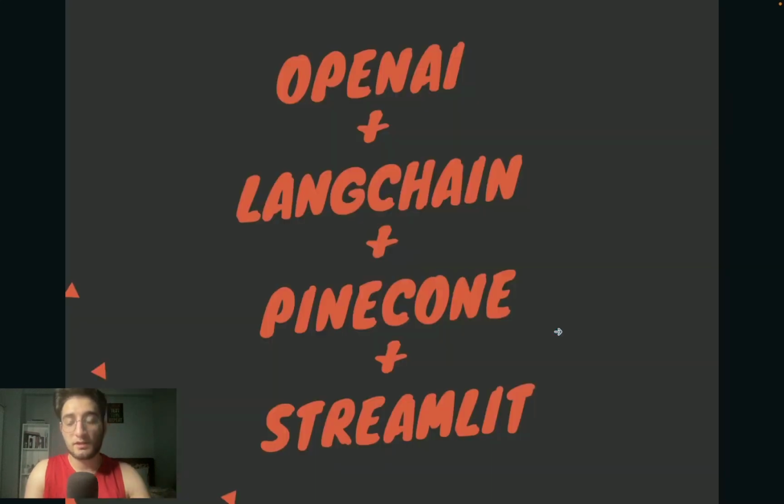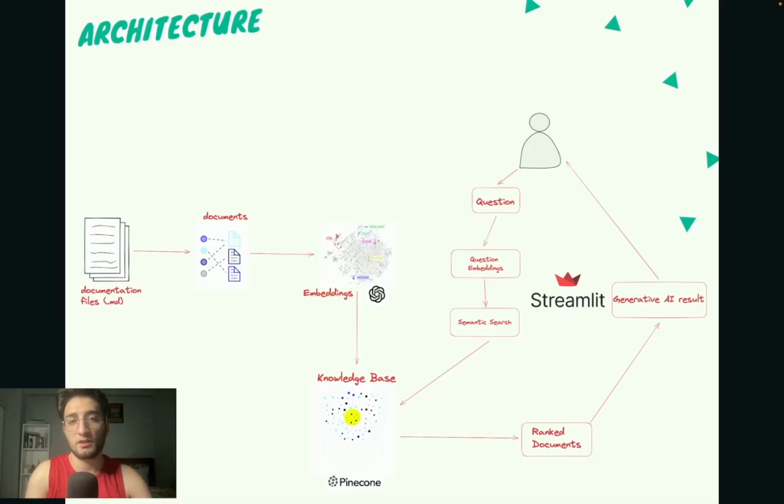As you can see in our backend, we are using the OpenAI API and LangChain because we are creating an LLM chain from LangChain, and we are using Pinecone for the vector database, and of course Streamlit for the UI. As you can see in our architecture, we are taking documentation files and turning them into documents with LangChain, and then we are getting embeddings thanks to OpenAI and turning those embeddings into a vector database and uploading to Pinecone. That was the first part.